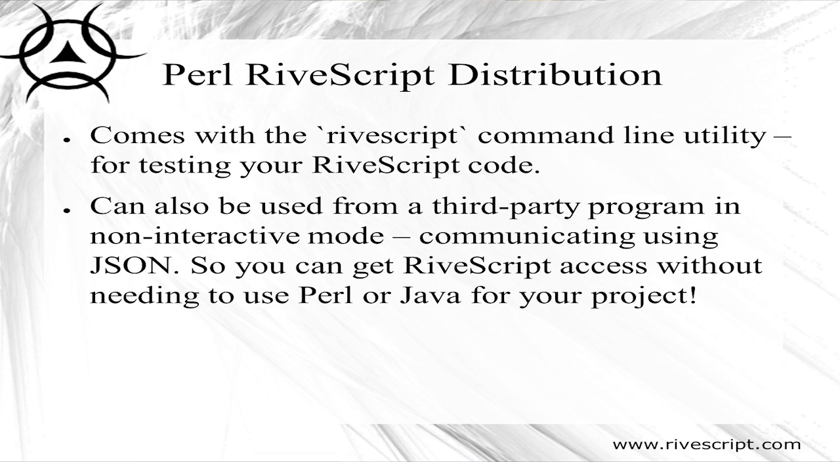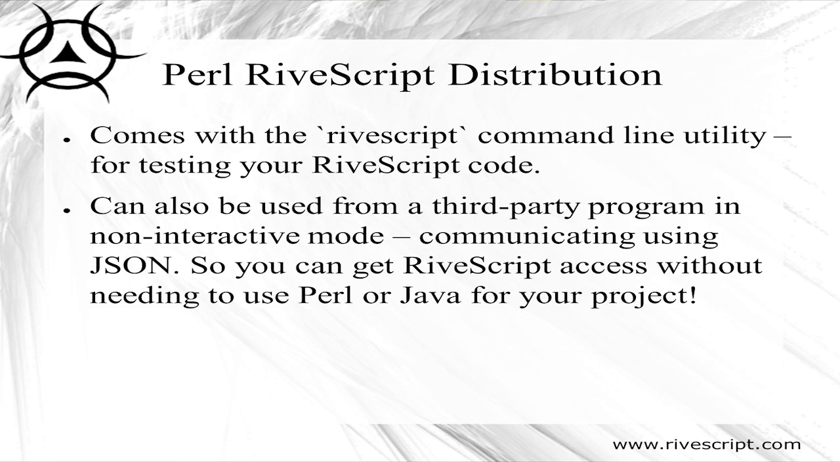The Perl distribution of Rivescript comes with a command line tool called Rivescript, and that's for testing your code. If you just run the Rivescript command, you can give it a path to your folder full of files, and you can test it right there in the terminal. It can also be used from a third-party program in a non-interactive way using JSON. So if you were writing a C bot or something, you could open a pipe to the Rivescript command, print using standard input a JSON encoded username and message, and then the command would return JSON output that you could parse back into your C code, so that you can still use Rivescript even if you are programming in a different language that doesn't have a native Rivescript library.